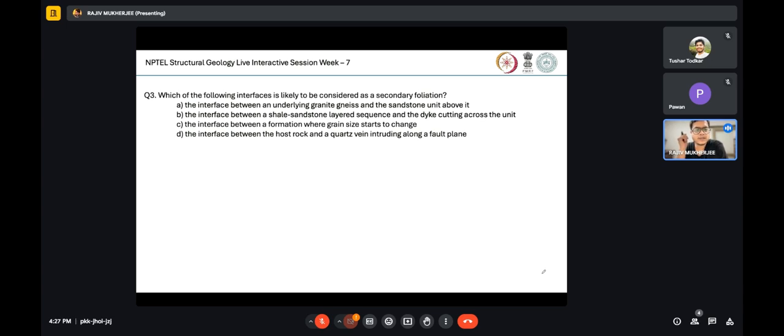So the next question is, which of the following interfaces is likely to be considered as a secondary foliation? Option A, the interface between an underlying granite gneiss and the sandstone unit river bed. Option B, the interface between a shell sandstone layered sequence and the dike cutting across the unit. Option C, the interface between a formation where grain size starts to change. And option D, the interface between the host rock and a quartz vein intruding along a fault plane. So, which of the four options is likely to be a secondary foliation?